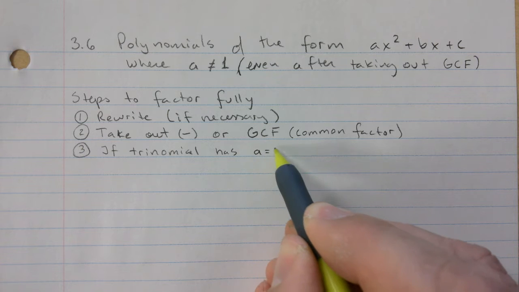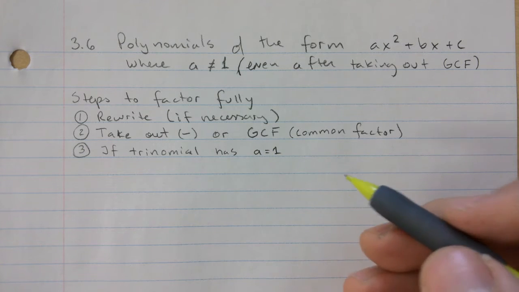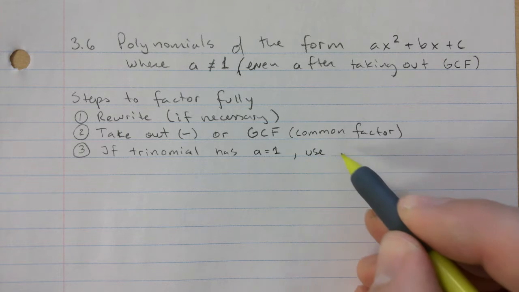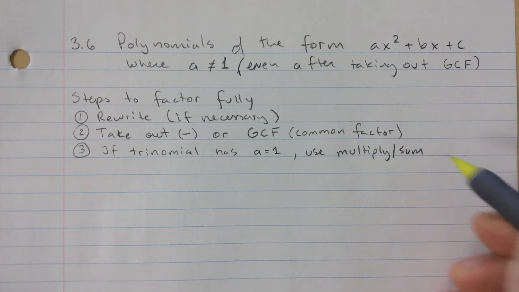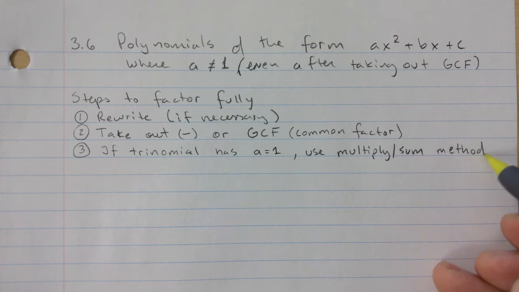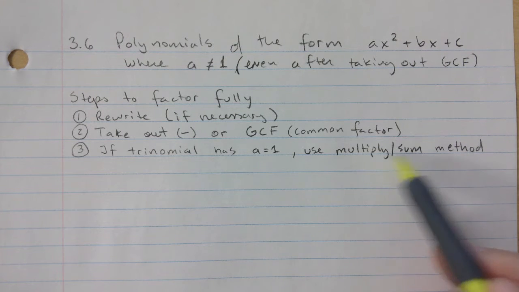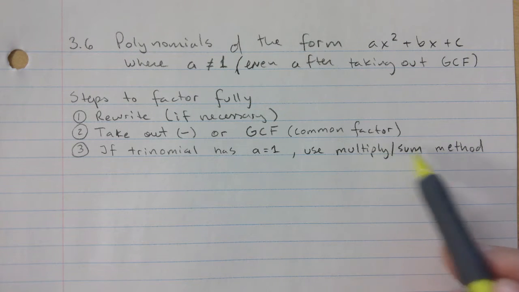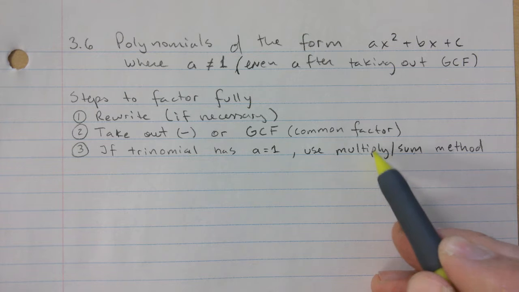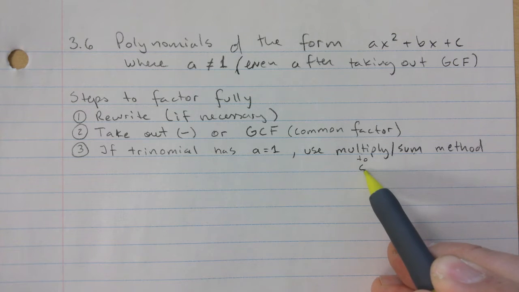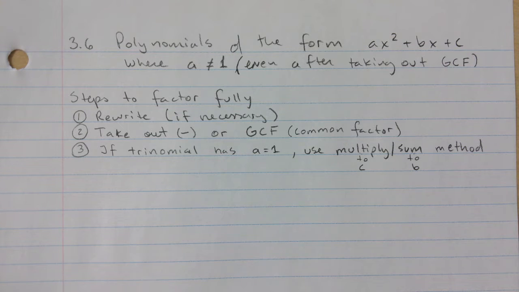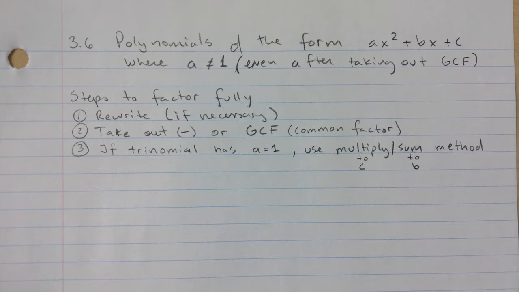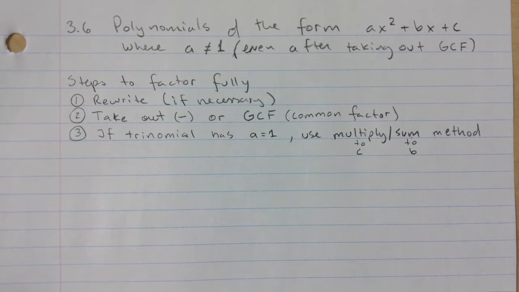has a equal to 1, right? Use the multiply-sum method. Like that's what we've been doing yesterday and today in today's AC. The multiply-sum, right? Find two numbers that multiply to c and sum to b. Okay, that's the method that we're going to be using. That's what we've been doing yesterday and in today's AC.